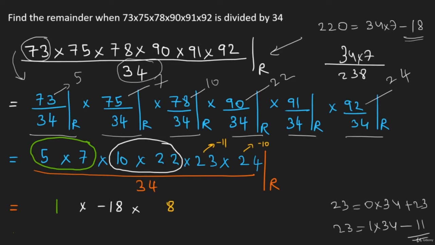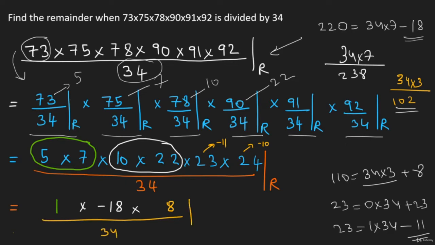Alright, now why is that so? Let me make some space over here. You can see 34 into 3 gives you 102, right? And if you want to reach 110, so I can say 110 is 34 into 3 plus 8, because this is 102. Therefore, I can say that 110 divided by 34 gives me a remainder of 8. Now, because minus 18 into 8 is again greater than 34, I need to divide this again by 34 and find the remainder. So that would be this expression divided by 34, and you take the remainder.